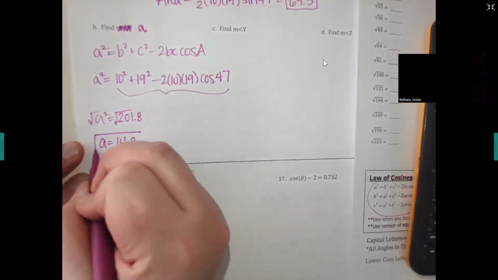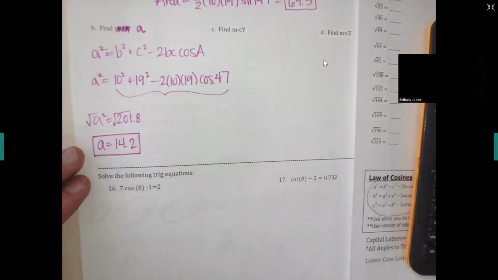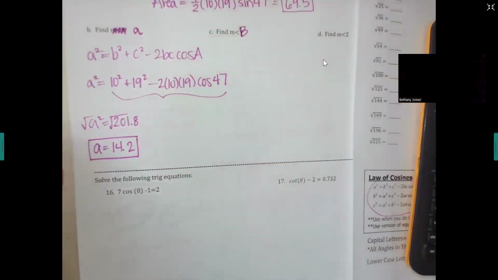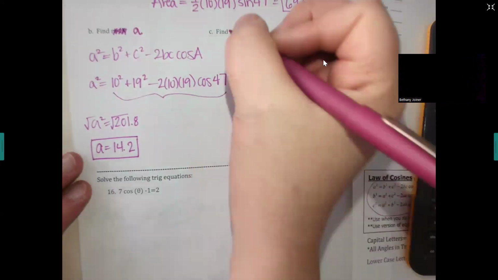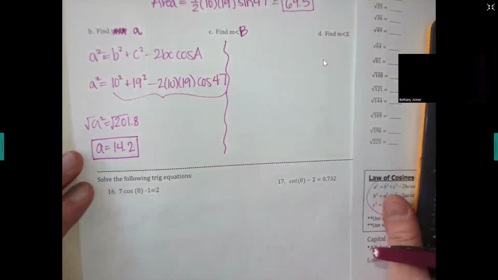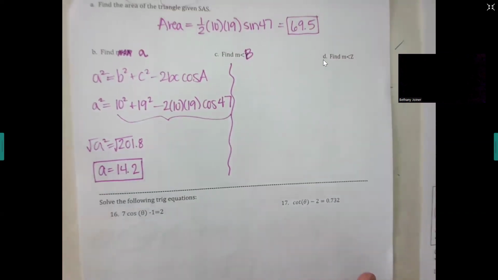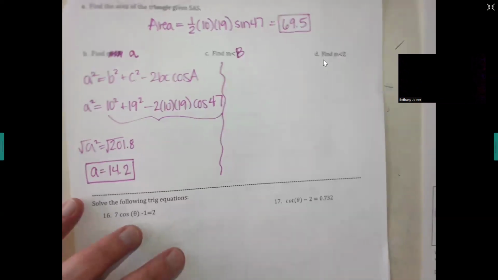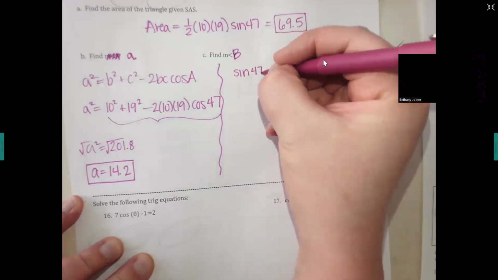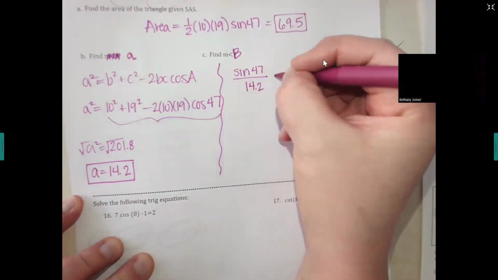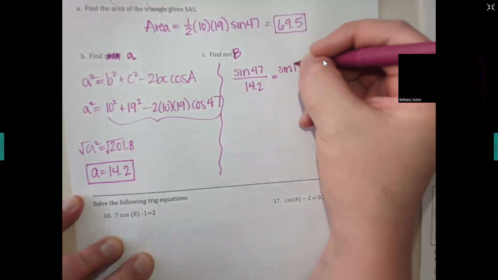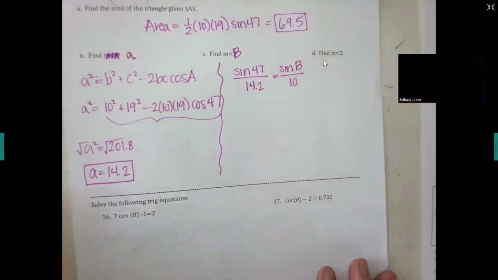Now, let's say that you're asked to find, let's say this is going to be capital B, since our thing says XYZ, but we know it's an ABC. Do I need to do law of cosines, or do I now have partners? Partners for which letter? We know both of the A's. We already knew capital A, but now we have the little a to go with it. So I'm going to do sine big A, which is 47, over little a, which is 14.2. And then if I'm trying to find big B, I would do sine big B over little b, which is 10, and then cross multiply.